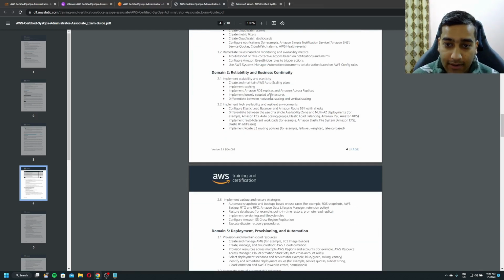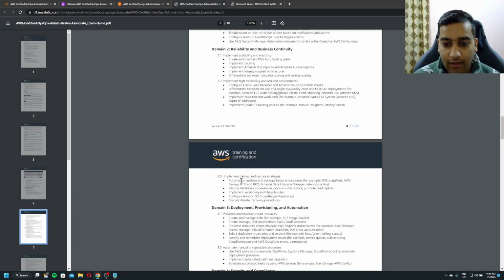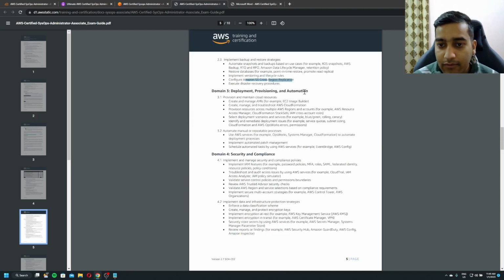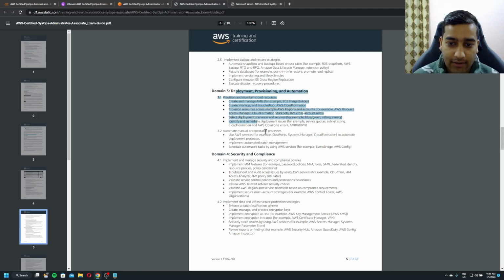Then we have reliability and business continuity, where we have ELB, Route 53, auto scaling, and FSx, RDS, all that, and a little bit of S3 as well. You can see it here. Then we have deployment, provisioning, and automation, where we will have CloudFormation, obviously the automation service of AWS. We will have OpsWorks, we'll have Systems Manager. These are very important services for your deployment section.